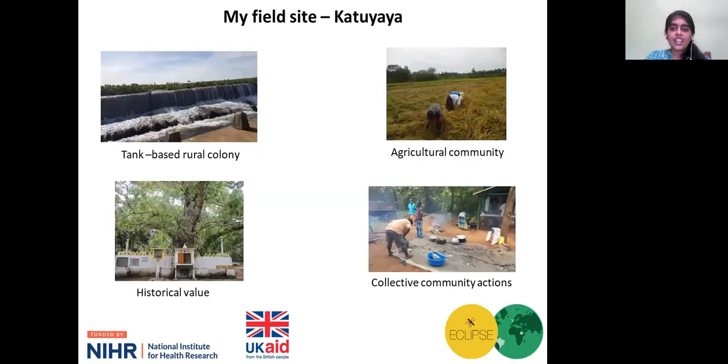This is my field site. It is located in a rural area in the Talawa Medical Officer of Health area. It is basically an agricultural community with a huge historical value in its geographic location, and lots of collective community actions take place in this field site.